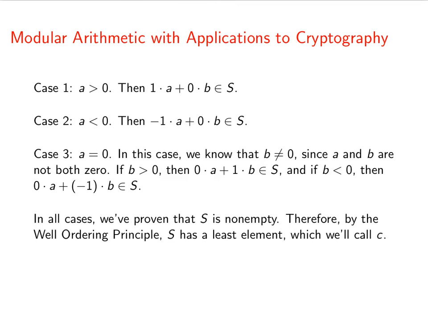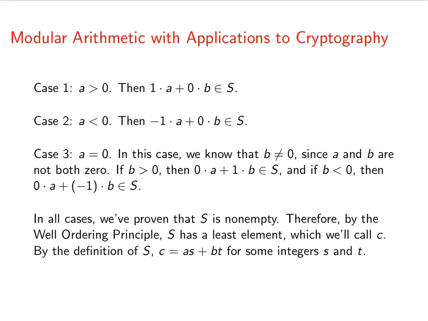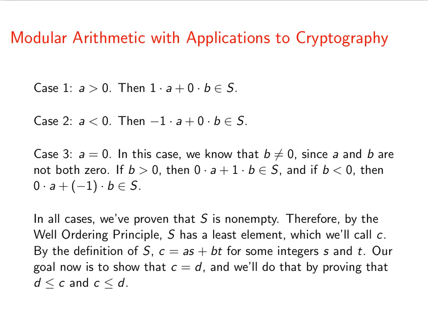So the well-ordering principle tells us that S has a least element, and we're going to call that least element c. Now the definition of S tells us that c is equal to as plus bt for some integers s and t. So the real goal now is to show that this c that we just came up with is the same as the GCD. It's actually the case that c is equal to d. The way we're going to prove that is we're going to show that d is smaller than c and c is smaller than d. When I say smaller, I mean less than or equal to.